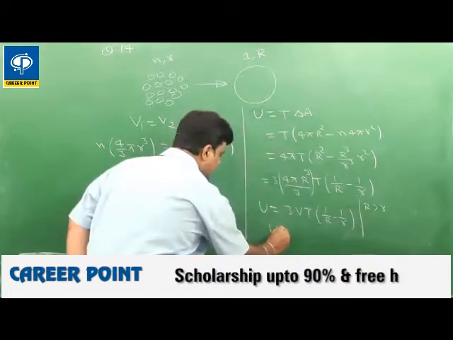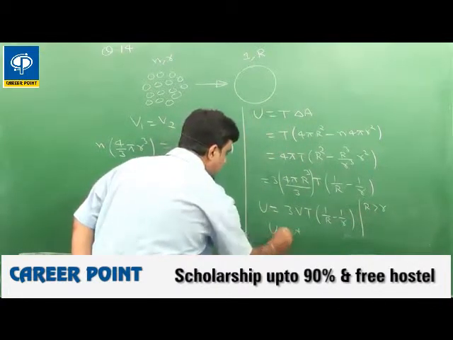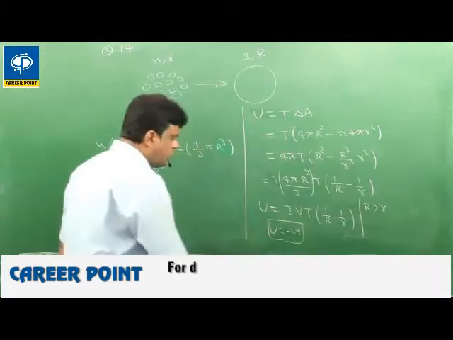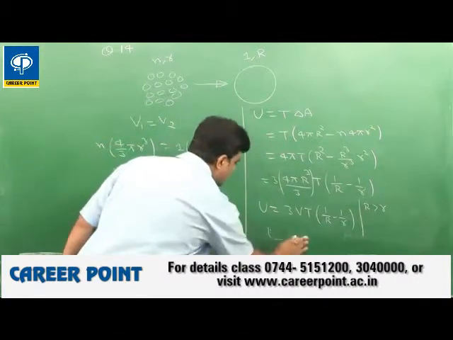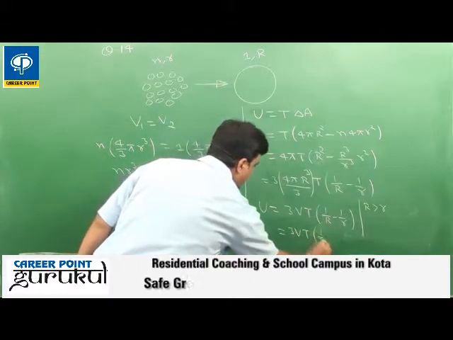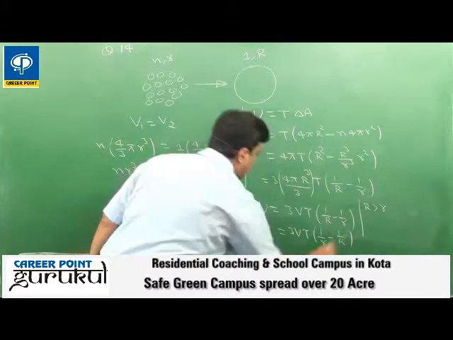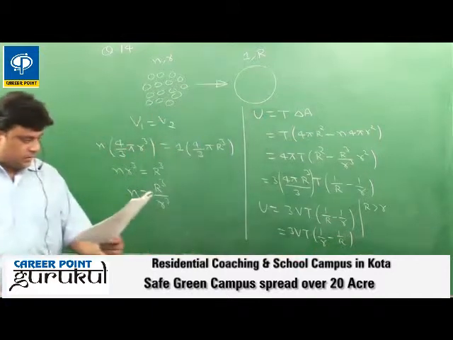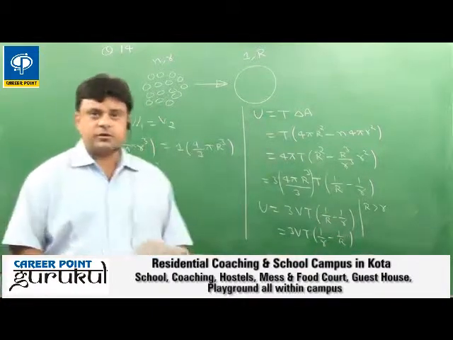Now U is negative, so we can say that energy in this process is released. The energy released is 3 V T, 1 upon r minus 1 upon R. Now the answer of this problem is option number 3.